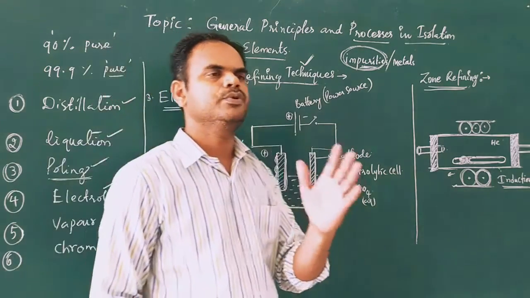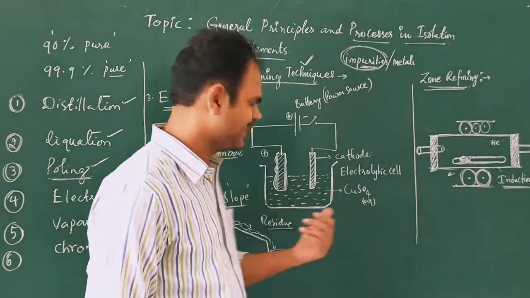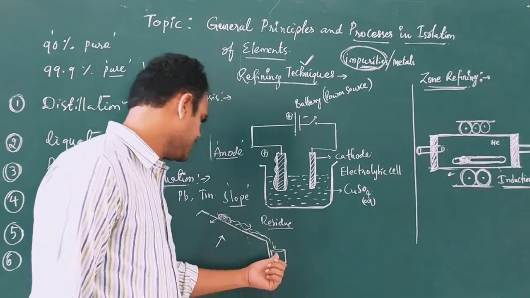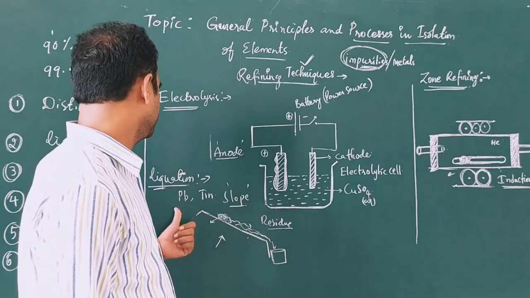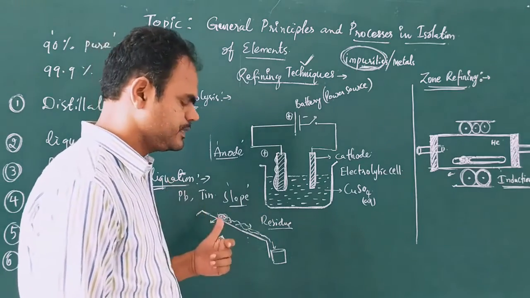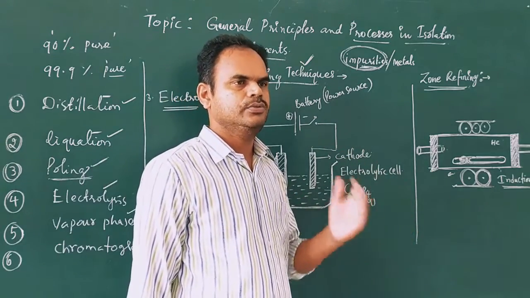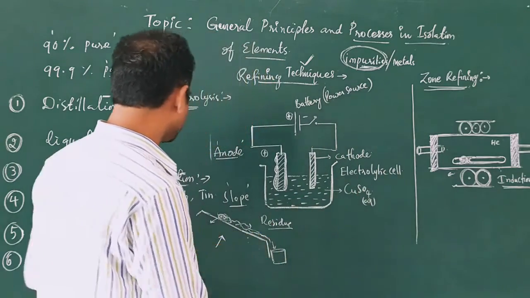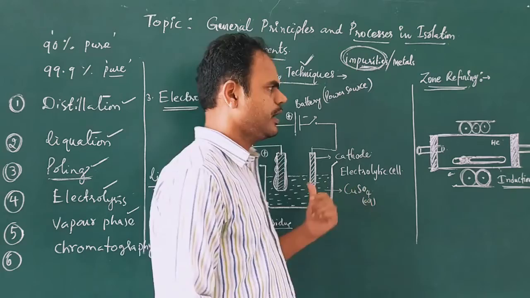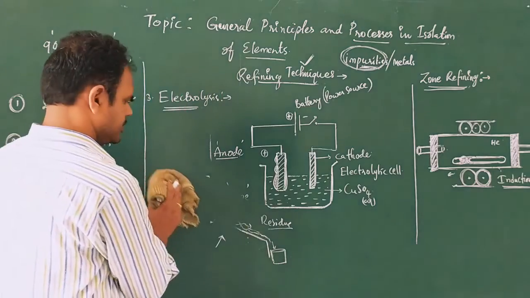That residue belongs to the impurities. Impurities have a higher melting point and boiling point than lead and tin. Then the tin and lead will be collected at the bottom, and the impurities will be left behind. So this is the liquation principle. It is done on a sloped surface, and it is applicable to lead and tin metals, whose melting points are low compared with other metals. And this is a simple technique.